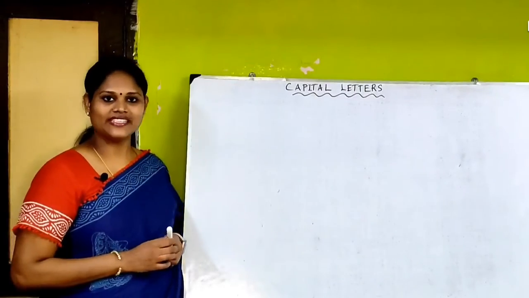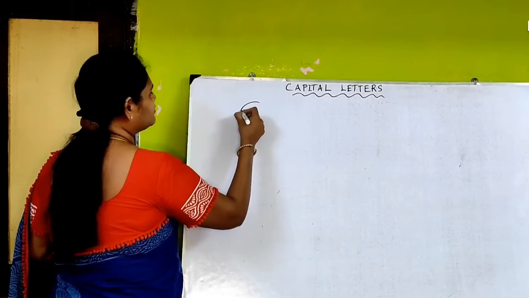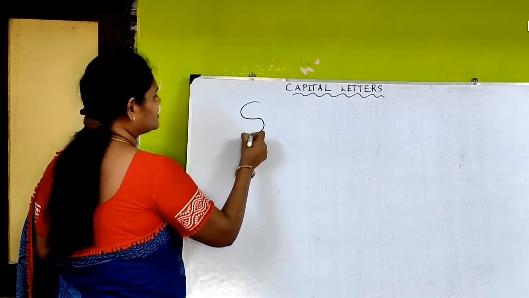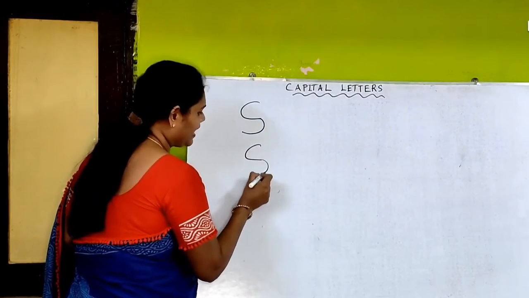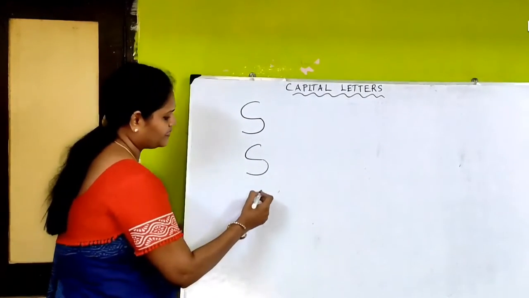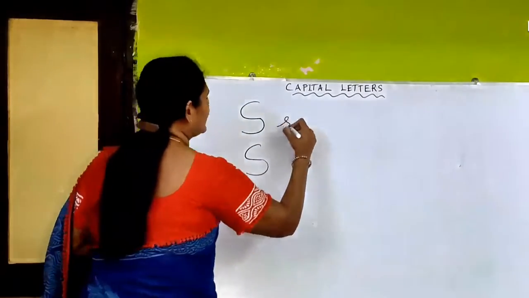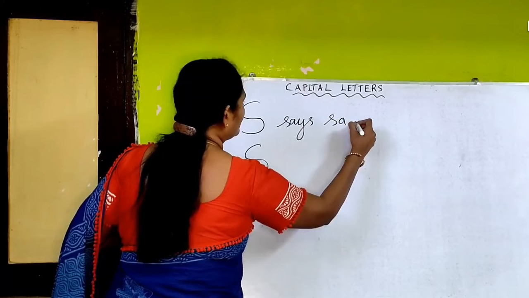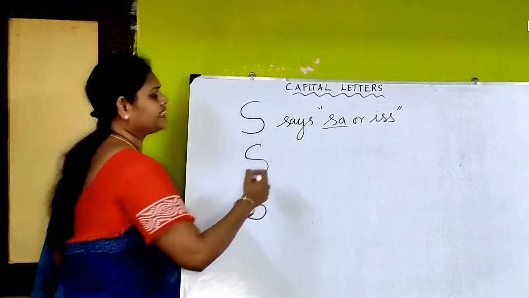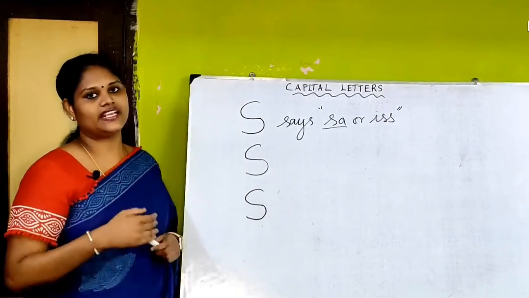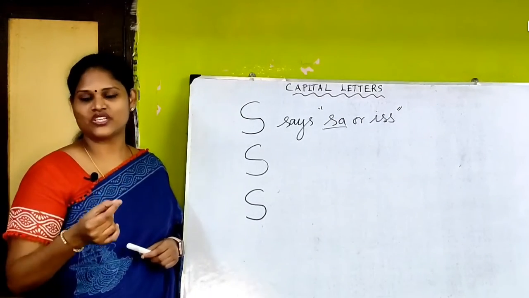Okay. The next alphabet is the letter S, capital S. So, put a half circle to the right and again half circle to the left. I repeat, half circle to the right and again half circle to the left. S says sa or es. Sa is the starting sound and es is the ending sound of the letter S. You can hear that sound.